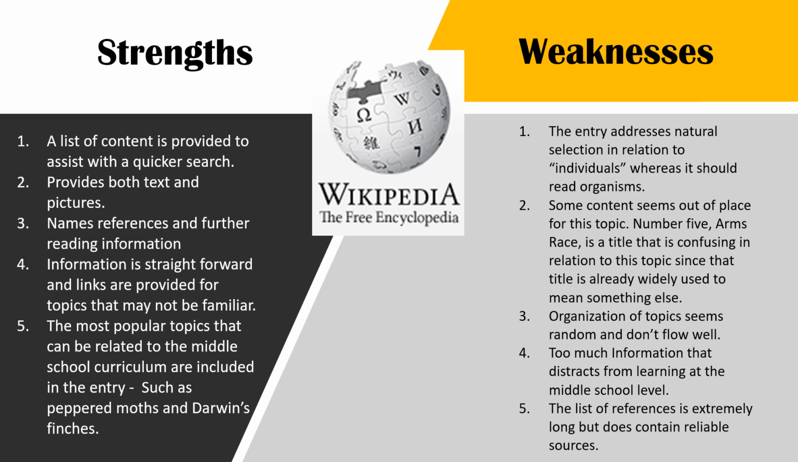Second thing I noticed is some content really seems out of place for this topic, such as number 5. Number 5 says it's called the arms race, and that to me doesn't sound like anything that has to do with natural selection. However, when you click on the link, you learn that it is related, but it's very confusing, especially for students, because this topic is already widely used and it definitely means something else.